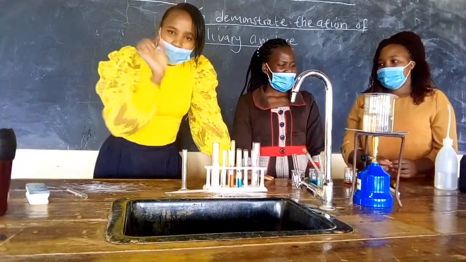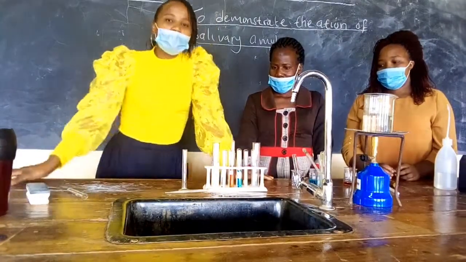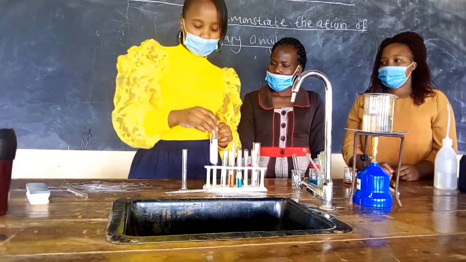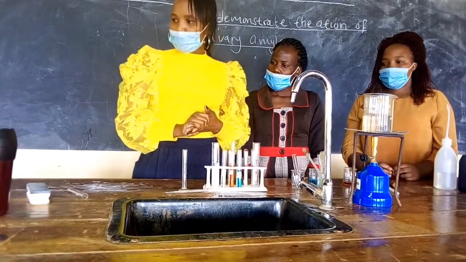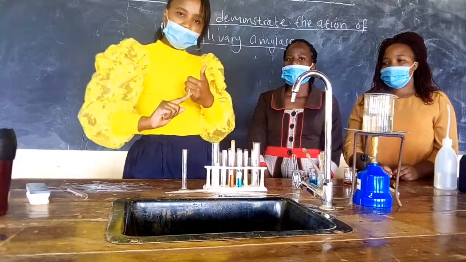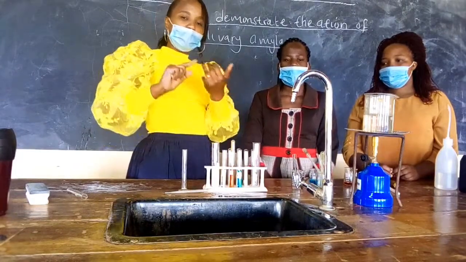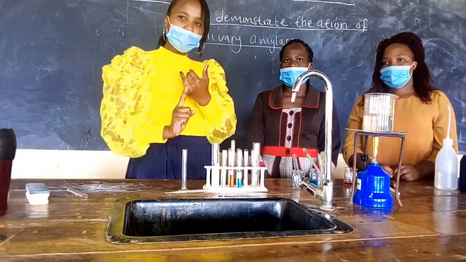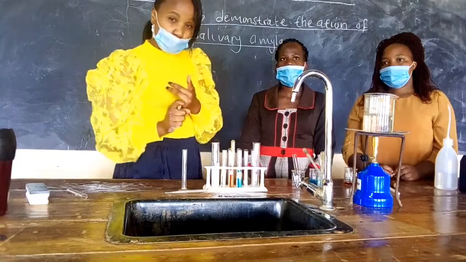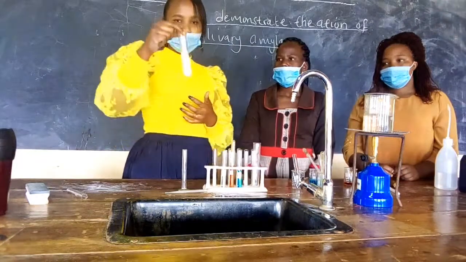Because we want to use the actual saliva on this food sample and see whether there is any action that salivary amylase can do to this starch. And the one thing you need to know is that we have 3 types of carbohydrates. We have monosaccharides, disaccharides, and polysaccharides. An example of a monosaccharide is glucose. An example of a disaccharide is maltose. And an example of a polysaccharide is starch.